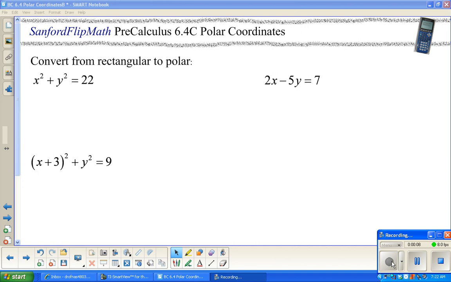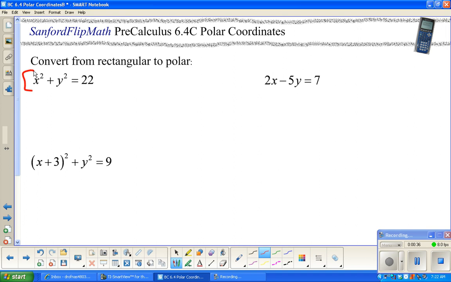We are in Chapter 6, talking about polar coordinates, and I've already talked a little bit about what polar coordinates mean and done some converting of ordered pairs. And what this video is going to be about is converting actual equations back and forth. So we're going to just do some examples of that, and we'll start obviously with the first one here.